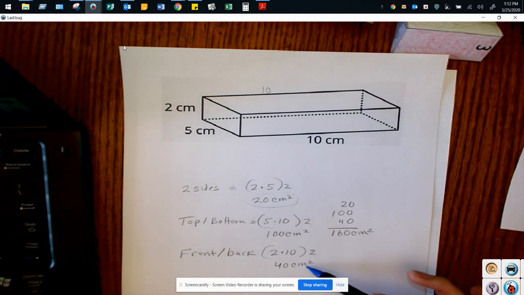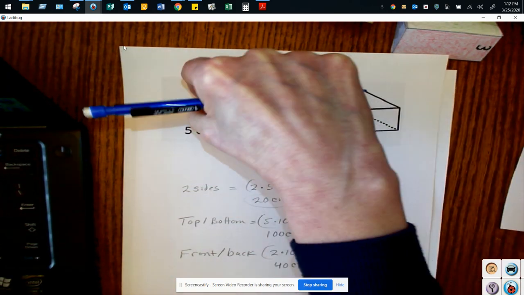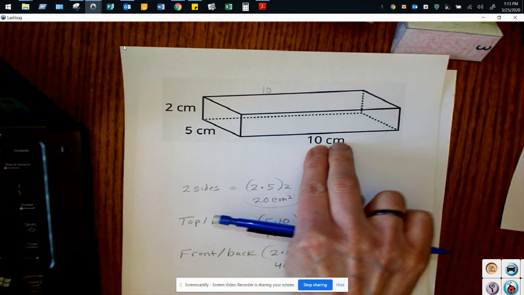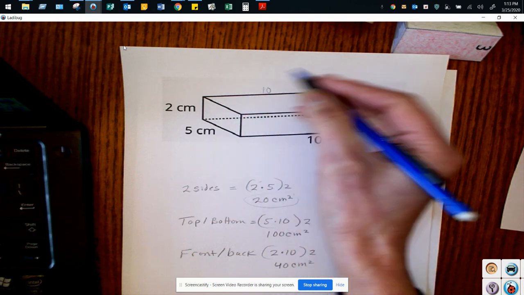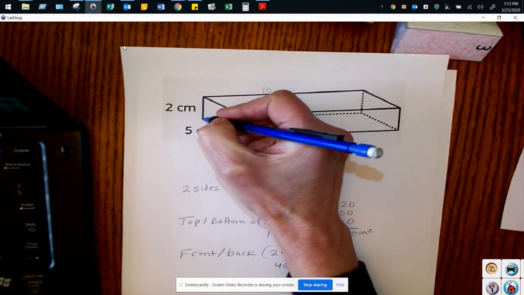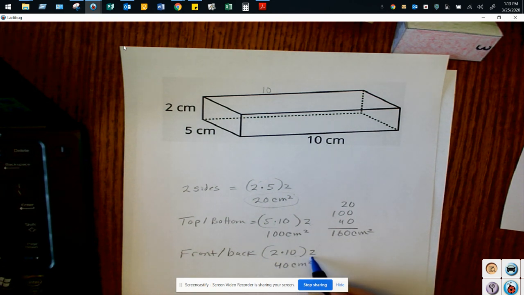Then I need to get the front and the back. So I'm looking at this thin, long rectangle, which is also in the back. And I even kind of took this 10 and I slid it up and over so I could kind of see what size that is. It's 2 on the short side and then 10 on the long side. And again, I'm going to double it to get the 40 centimeters squared.